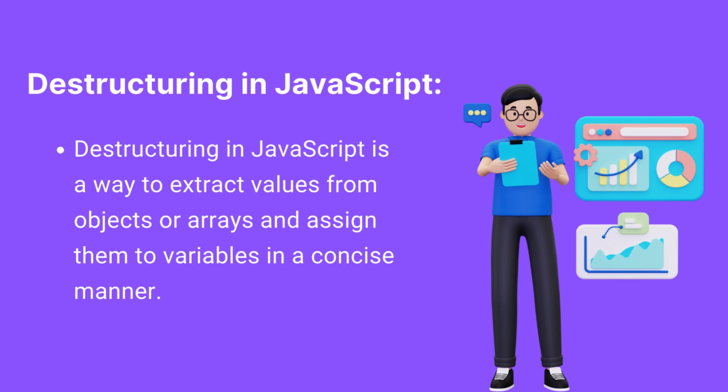Destructuring in JavaScript is a powerful technique that allows you to extract values from objects or arrays and assign them to variables in a more concise and readable way. This can make your code more elegant and improve its maintainability.